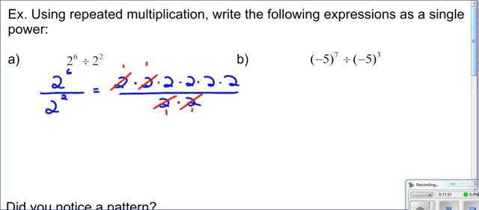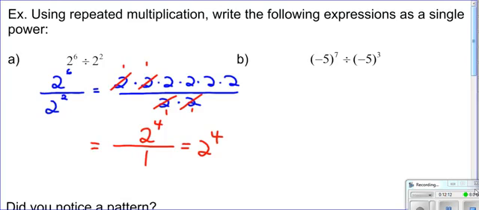So on the bottom, we've basically canceled everything out of value. So we just have 1. And on top, we have 2 times 2 times 2 times 2, or 2 to the power of 4. And 2 to the power of 4 divided by 1, dividing by 1 gives us the value itself. So just 2 to the power of 4.